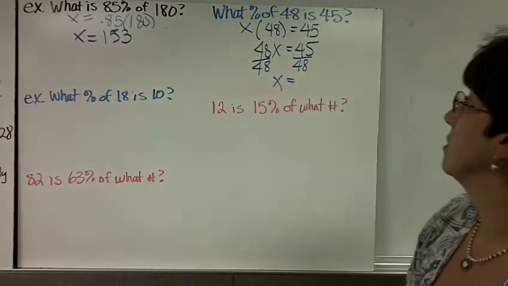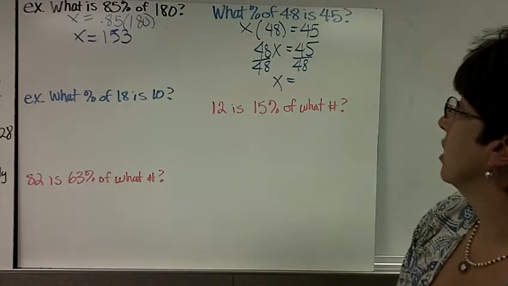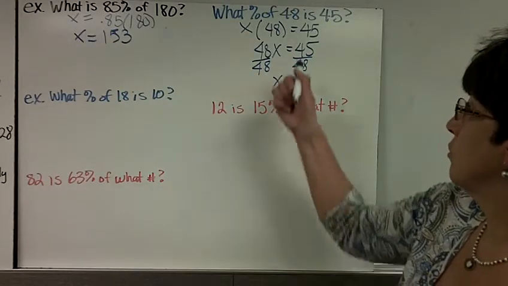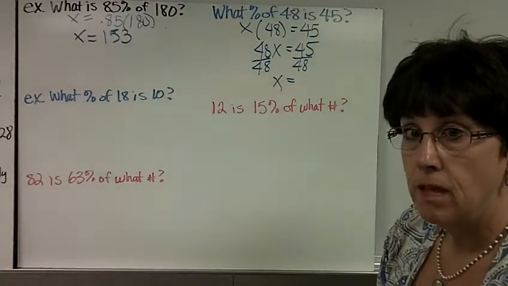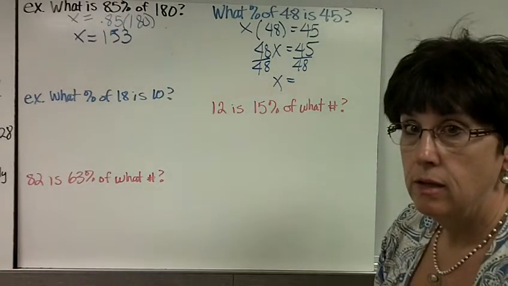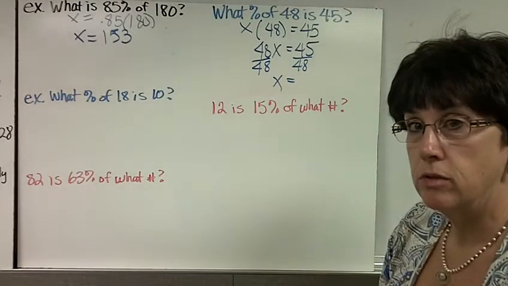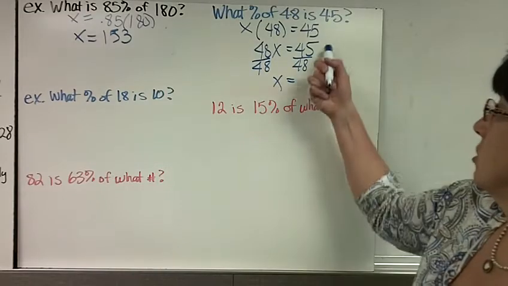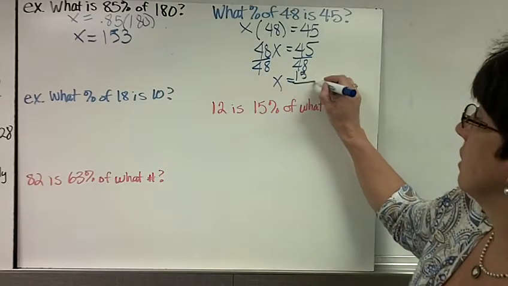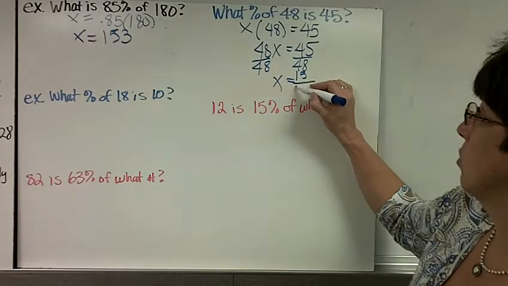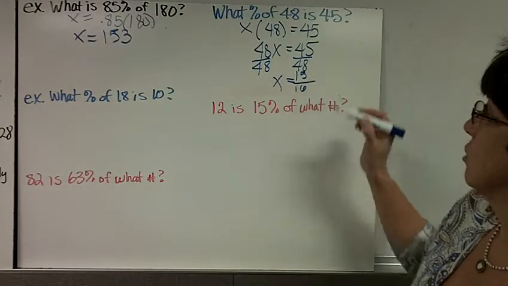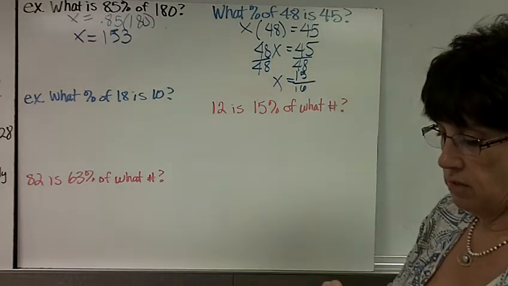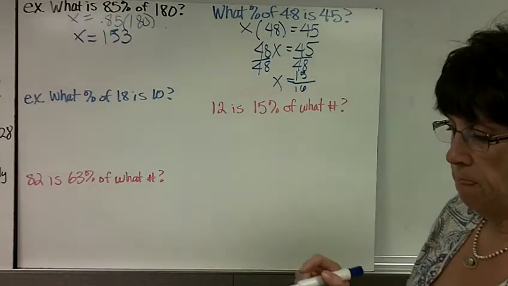x equals 45 over 48. What can I reduce that by? What's 4 plus 5? 9. What's 4 plus 8? 12. What goes into both of those? 3. So divide this by 3, we get 15. Divide this by 3, we get 16. So 15 sixteenths, or since I have a calculator, I forgot I had a calculator.